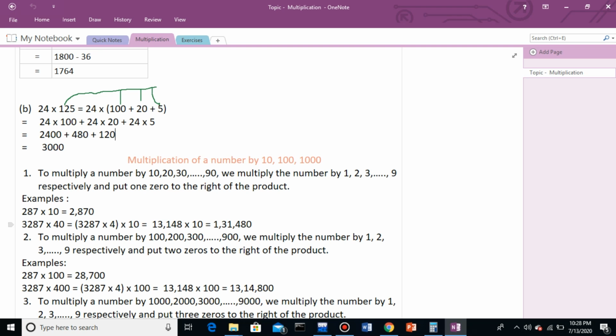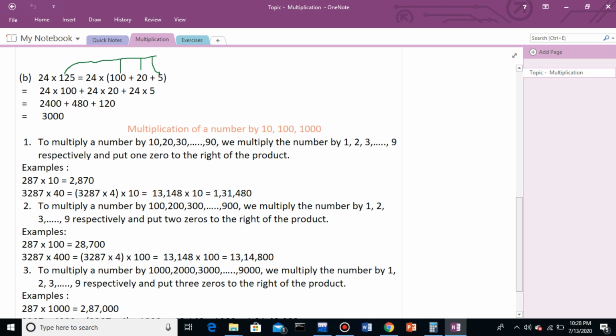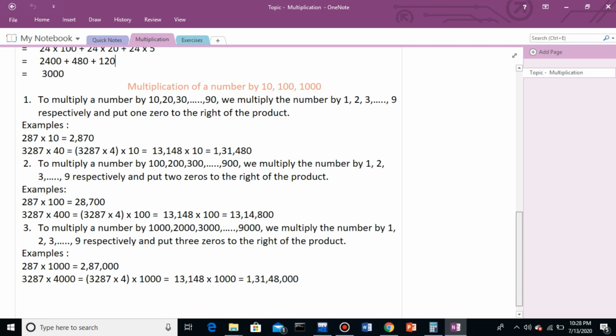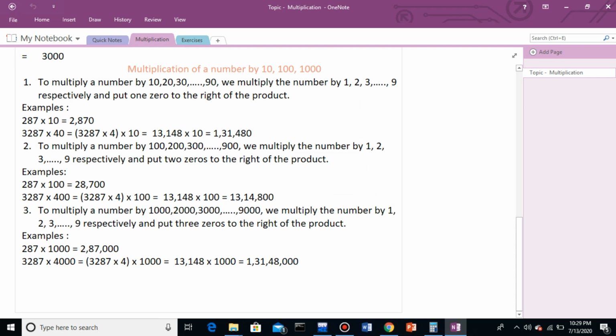287 into 10. So first 287 into 1. Did you know the multiplicative property of 1, if we multiply any number by 1, the product is the number itself. So 287 into 1 will be only 287, and if we put a 0 to the right of the product, it will become 2870. Okay, right?